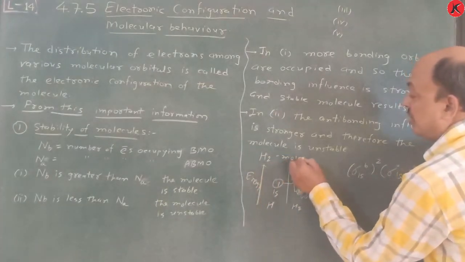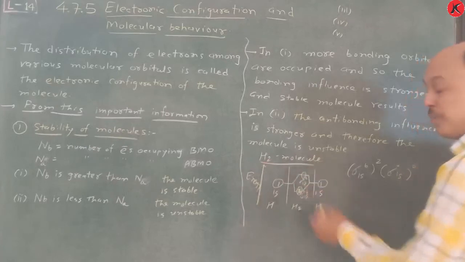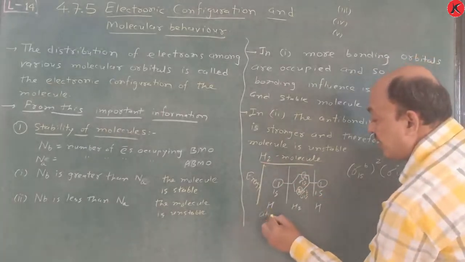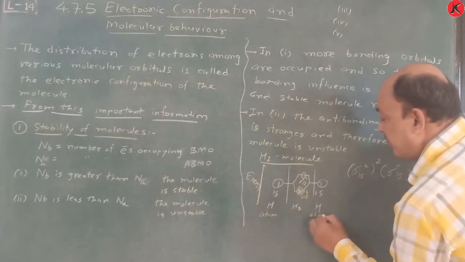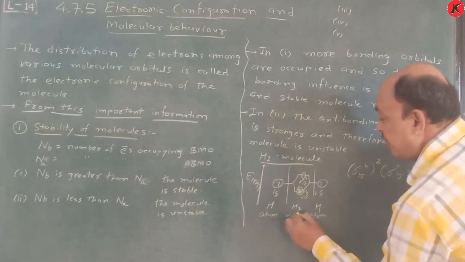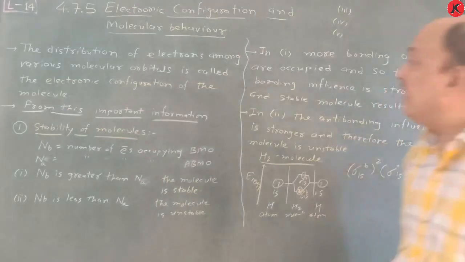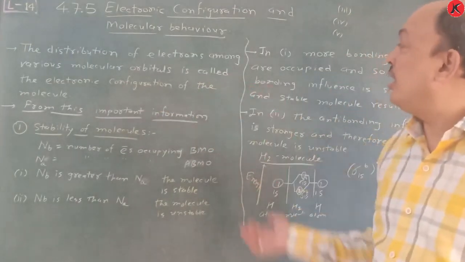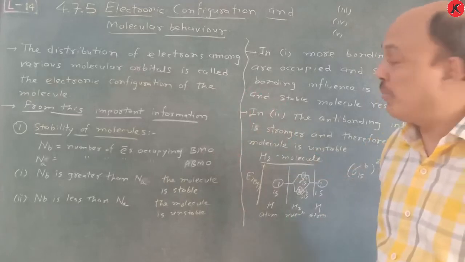H2 molecule. Remember, H2 molecule. This is a hydrogen atom. This is also a hydrogen atom, and this is the H2 molecule. So once again, the distribution of electrons among various molecular orbitals is called the electronic configuration of the molecule.